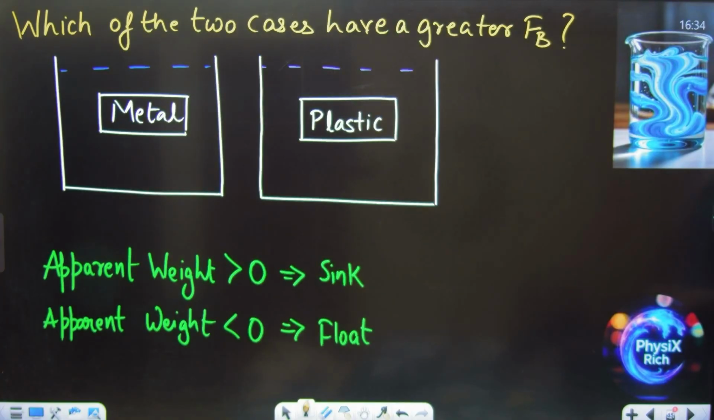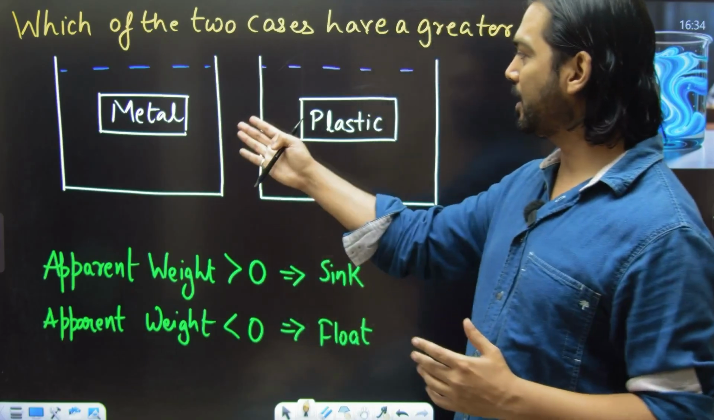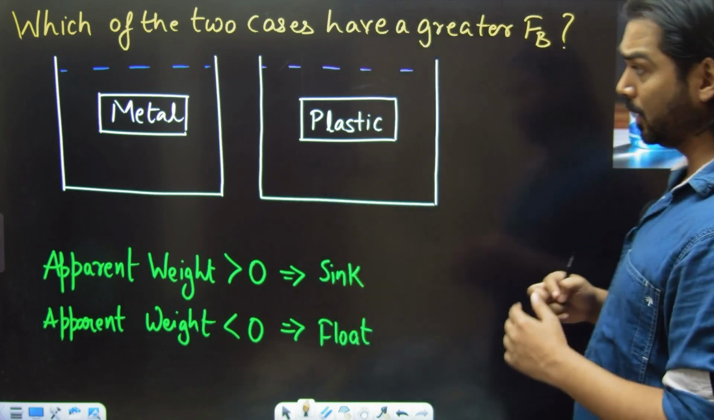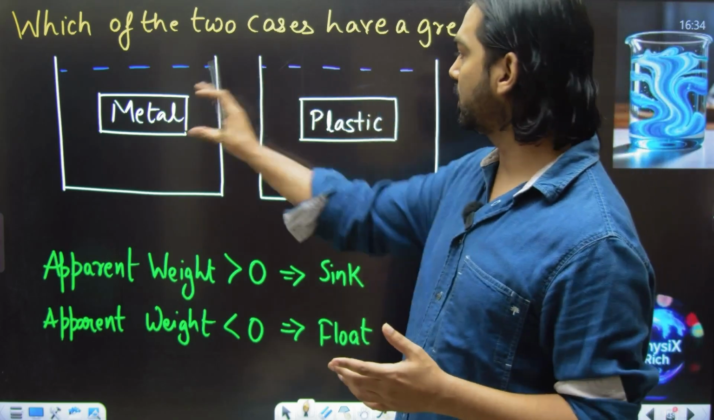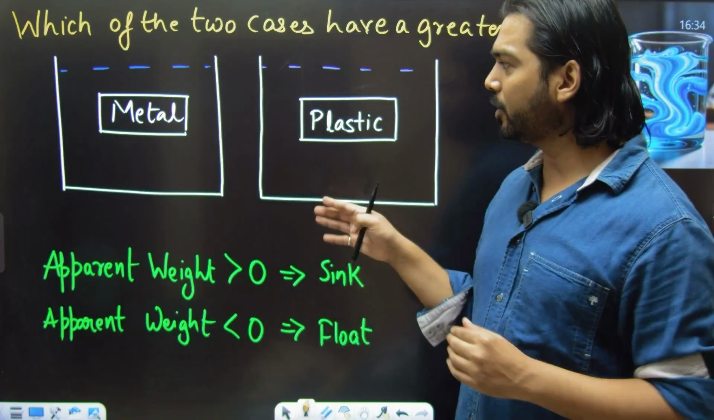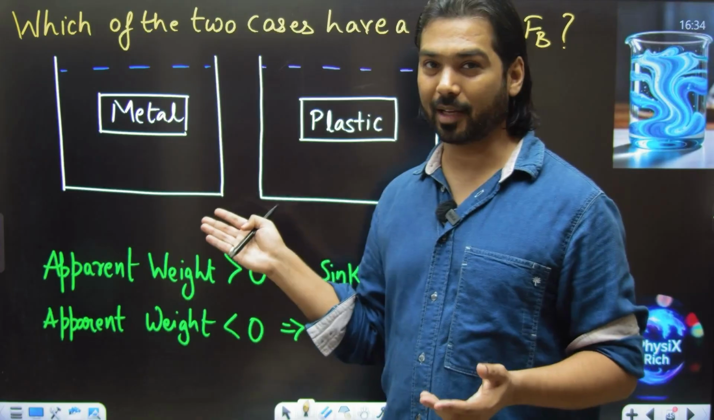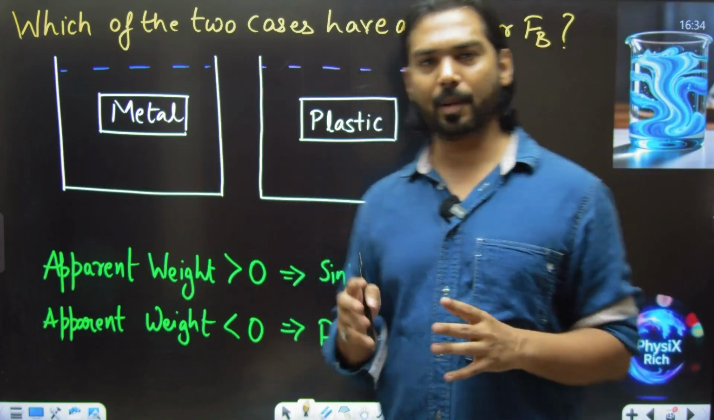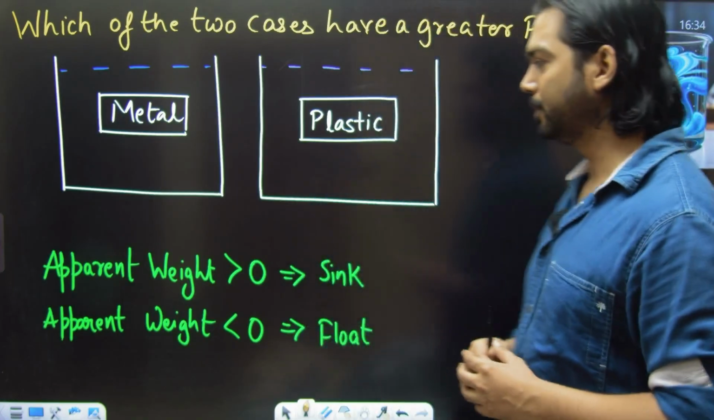So let's now discuss. There are two objects, metal and plastic. They are made of two different materials. However, both these objects have the same volume. Now, what do you think is going to sink? Metal or plastic? Metal is going to sink, right? What about the plastic? It's very likely that the plastic goes up and begins to float.